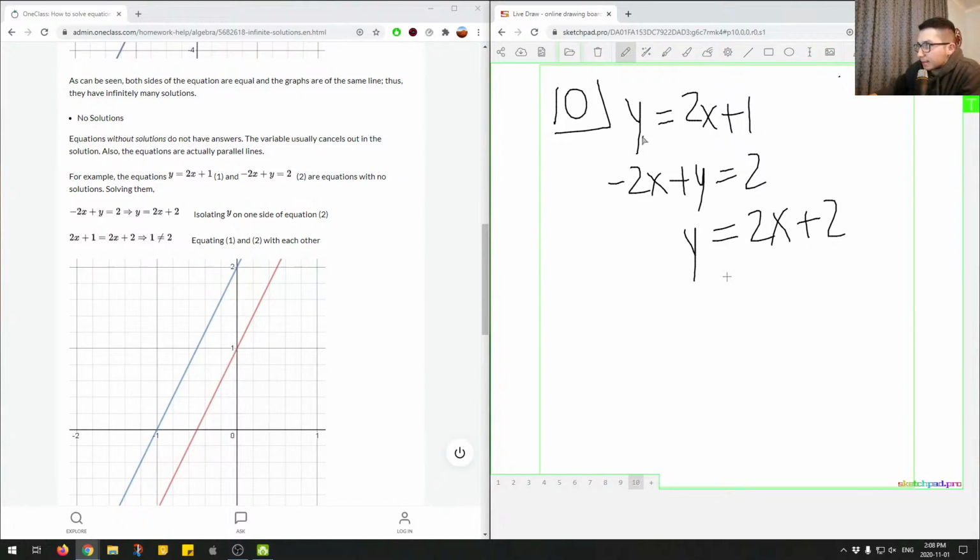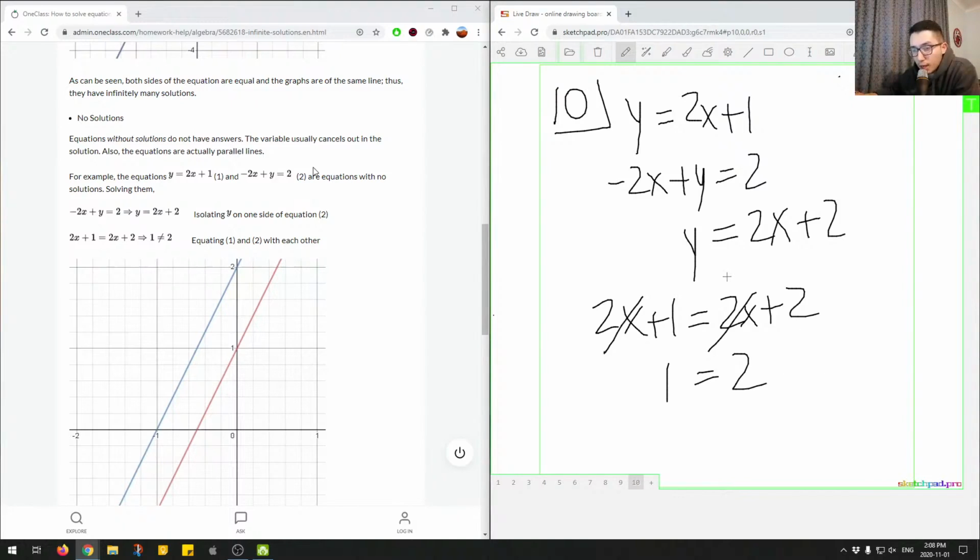And then we set the two equations equal to one another. So we set 2x plus 1 equals 2x plus 2. And right away we can see that this is not true. So whenever you have two sides of the equation that are not equal, if we took out the 2x's, we'd have 1 equals 2. And that just doesn't make any sense.